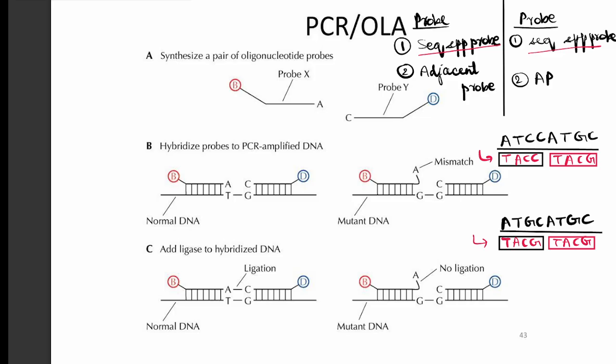So please remember, in the PCR OLA we take two probes. We are not taking a single large probe, we are taking two smaller probes instead. Now we will add DNA ligase to this probe. After this we have to add the enzyme, which is DNA ligase. DNA ligase will act at this position.